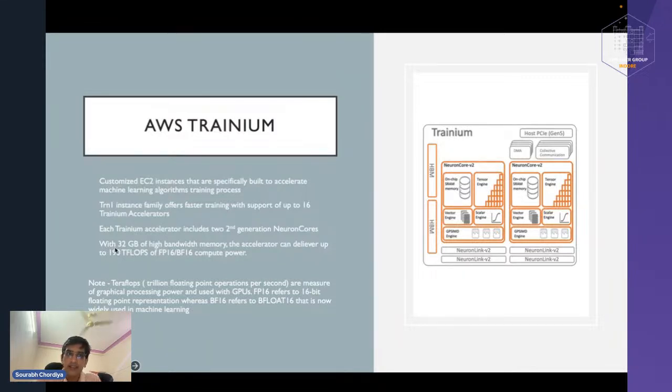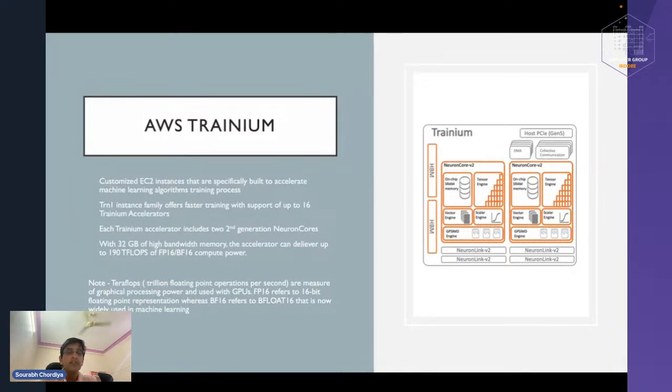For the techies, it has 32 GB of high bandwidth memory, and the accelerator can deliver 190 TFLOPS, so trillion floating point operations per second. Think of it, 190 trillion floating point operations per second for FP16 and BF16 compute power. For the people who are interested, FP16 refers to the 16-bit floating point representation, and BF16 is bfloat16, which are widely used in machine learning.